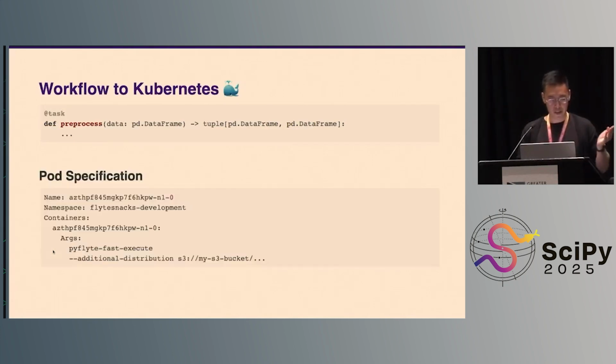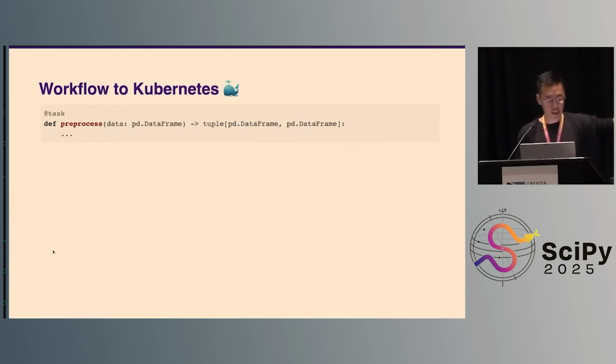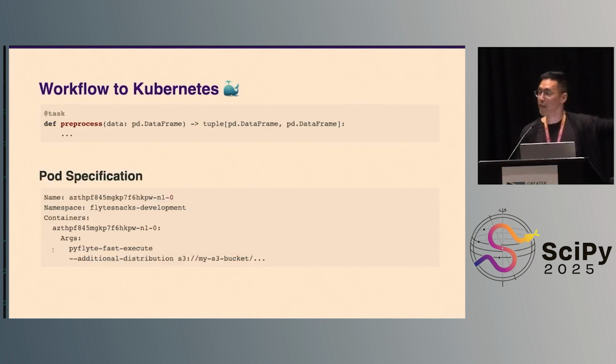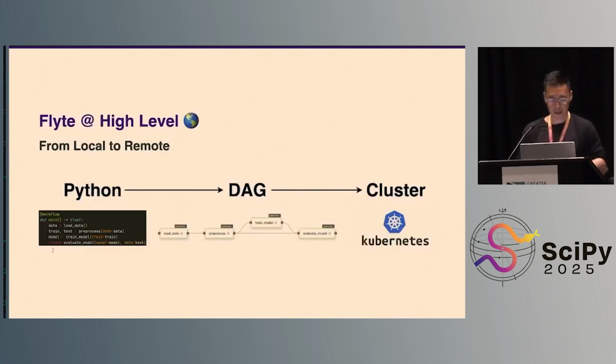So the workflow runs on Kubernetes. Each task is just a YAML file, right? And I'm going to dive into what's special about this YAML file that Flyte creates in this talk. So at a high level: Python, DAG, cluster, all right? That's how Flyte works at a very high level.